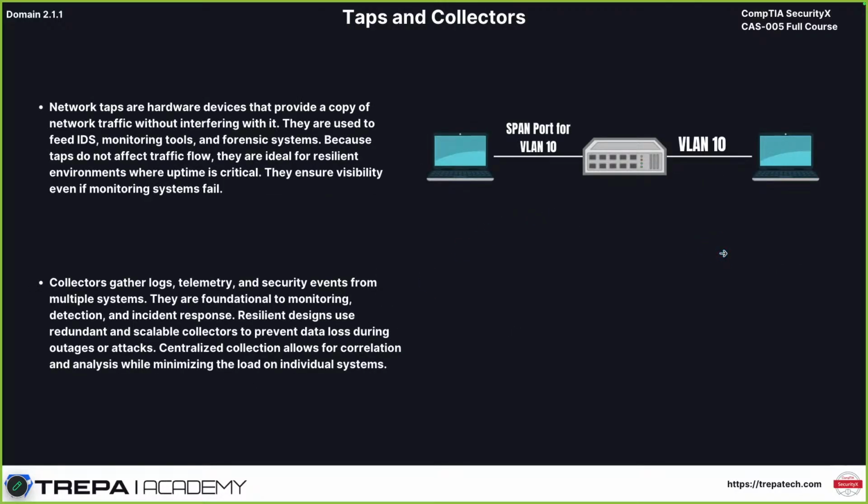Okay, taps and collectors. Network taps are hardware that provide a copy of network traffic without interfering with it. They are used to feed into IDS systems, different monitoring tools, or forensic systems. That tap could feed something into a collector, then that collector could be sending all that information off to a centralized place where we can inspect it and monitor it.